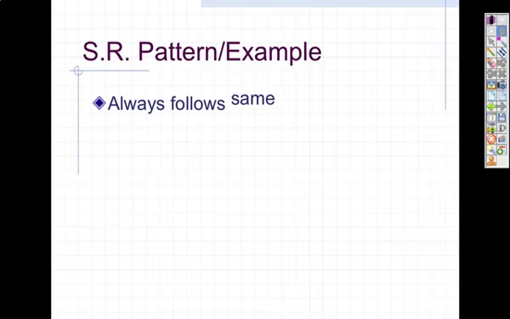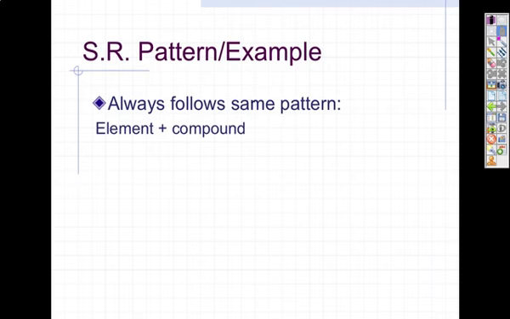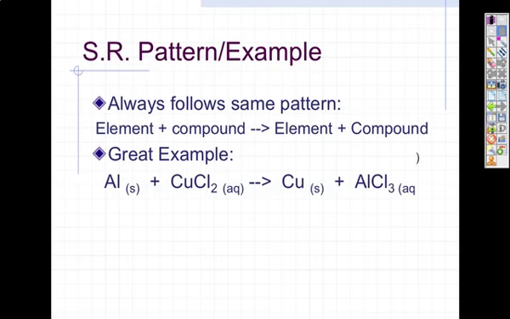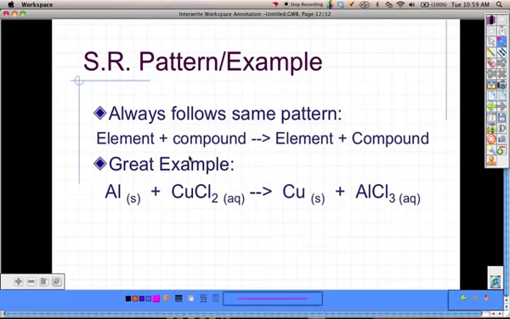Okay, general patterns and examples. It always follows this pattern of an element plus a compound forms a different element and a different compound. And this is what we were just talking through. So my aluminum wire went into my copper chloride solution, and I got copper solid out and aluminum chloride. Is this reaction balanced? No. What is off on this one?